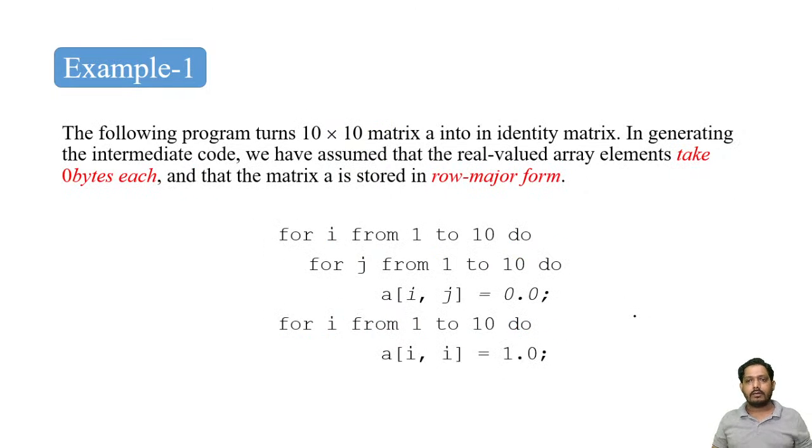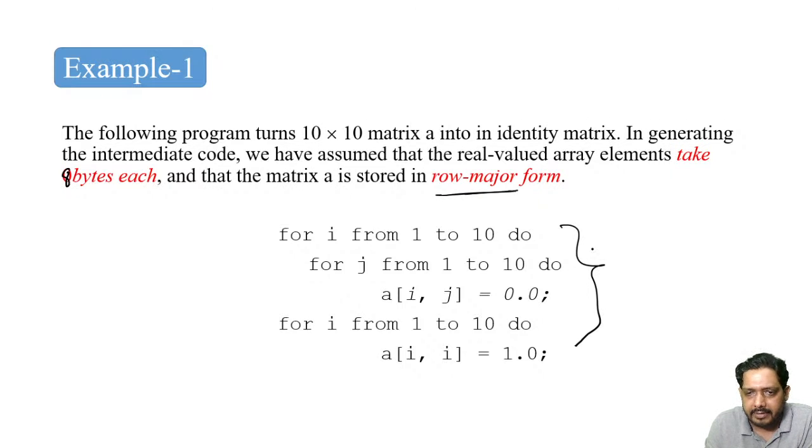Now here I have taken a program, and you don't need to do the three address part. You don't need to do this. The real valued array element takes a few assumptions, I think eight bytes each, and the matrix is stored in row major form. So this is the program. I have already done it, you don't need to be worried about this. I could have skipped this slide also.